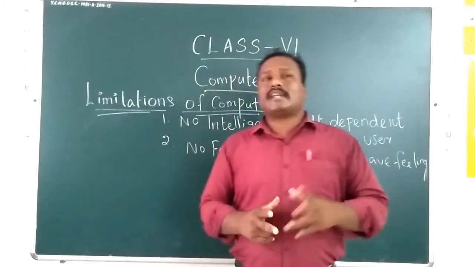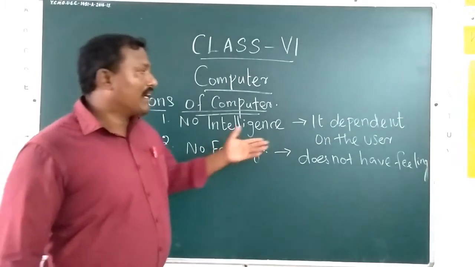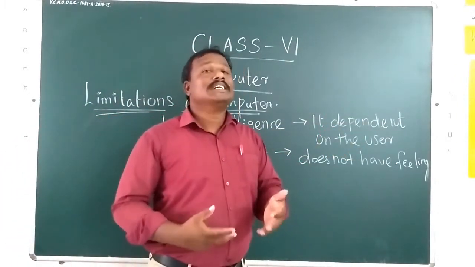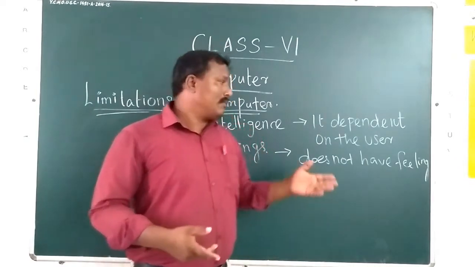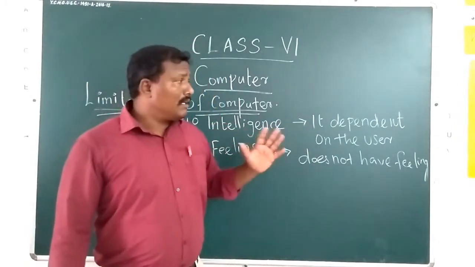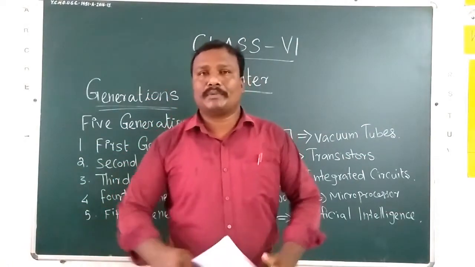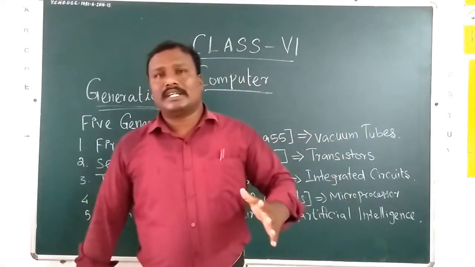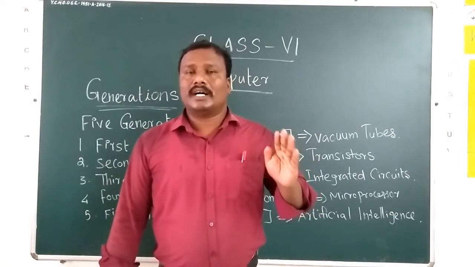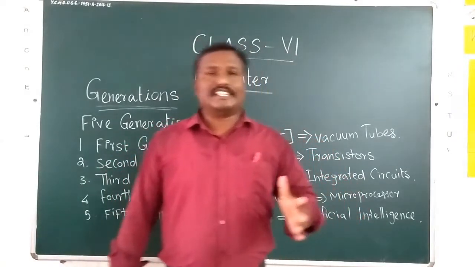So the computer does not think itself. That's why there are two types of limitations: first one, no intelligence, and then no feelings. Intelligence means it depends on the user. Whatever input you give, it gets from you, then it will do some process. Then no feelings, it does not have any feelings. So these are the limitations of computer. We know the computer is a machine, there are no feelings and no intelligence.